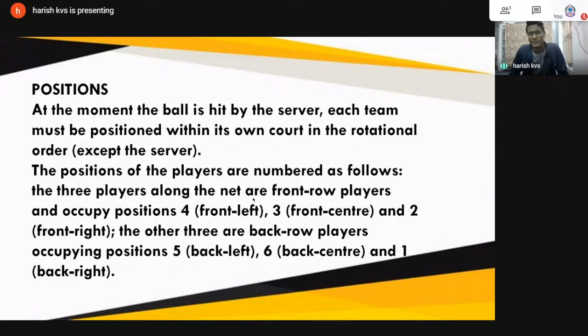There are also specific names related to their gameplay. The players who are at the front of the court are also called spikers, for example. In the later part of the presentation we will be discussing the actual names of the positions of the players and the kind of gameplay they execute.